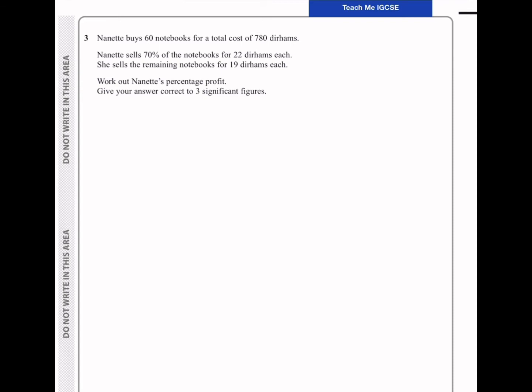So we know she bought 60 notebooks for 780 dirhams. Out of those 60, she sold 70% of them for 22 each. To find 70%, we just do 0.7 times 60, and it's equal to 42 notebooks, which she sold for 22 each. So the money that she gets from that will be 924.